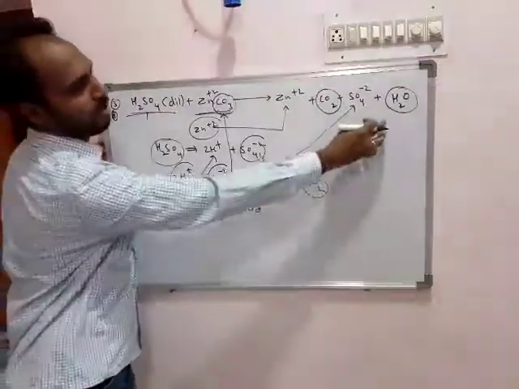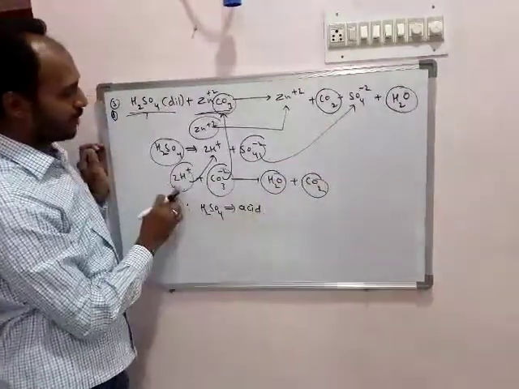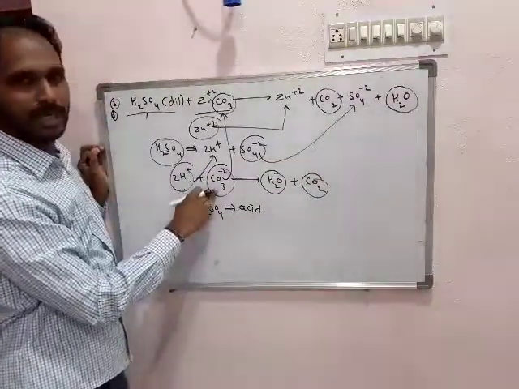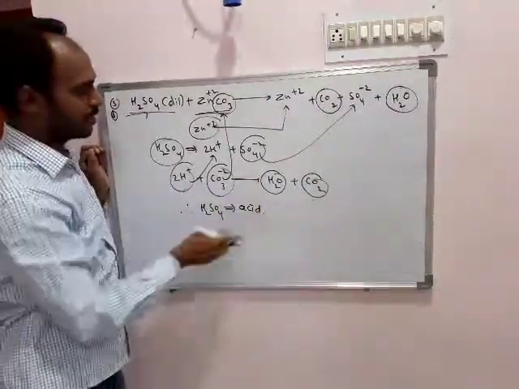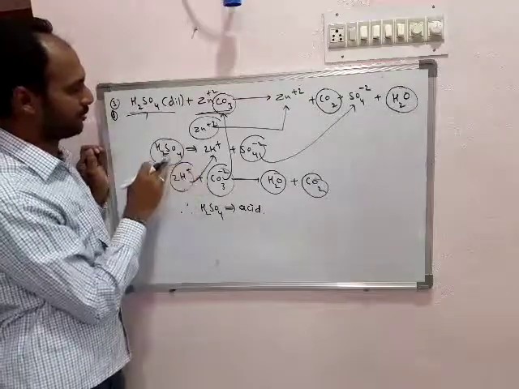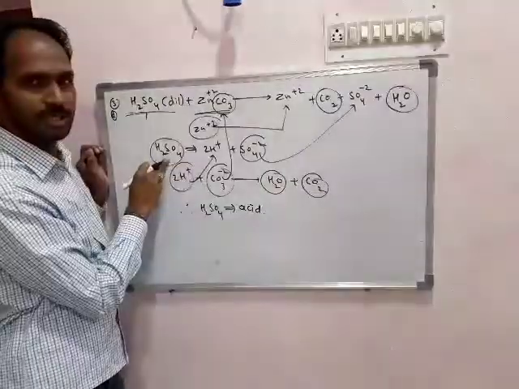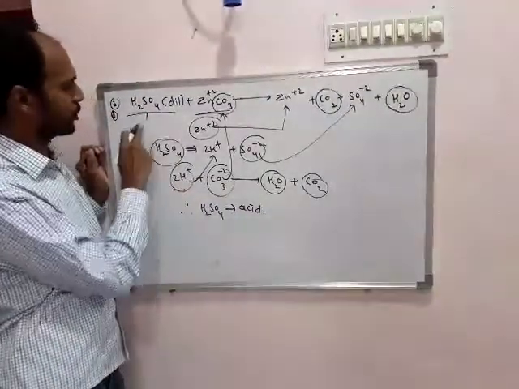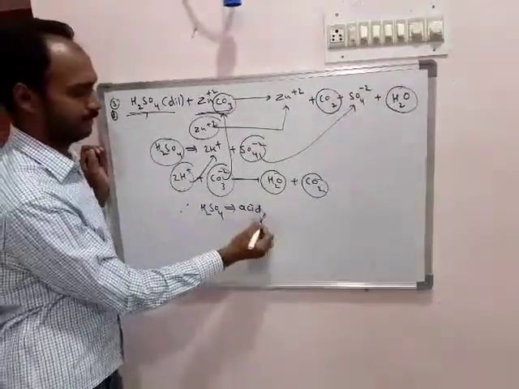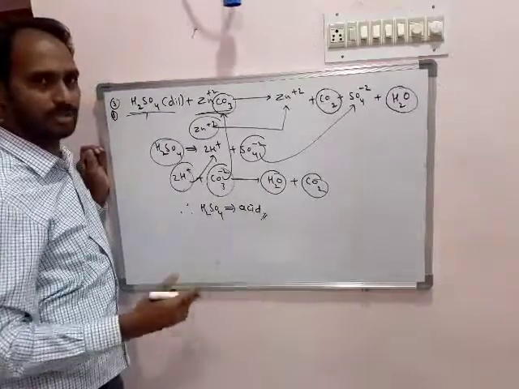Here H2O is formed by the reaction of two H plus ions with carbonate ions, and this forms H2O and CO2. So these H plus ions are released from H2SO4. The compound which releases H plus ions is treated as acid. Therefore, in this reaction H2SO4 acts as acid. The remaining problems we will see in the next class.